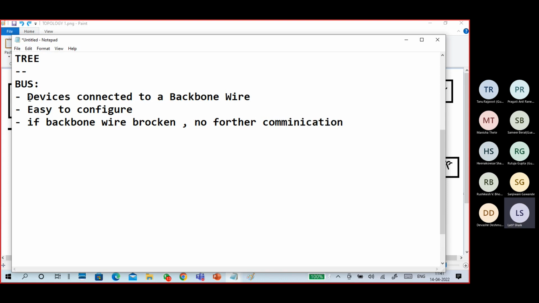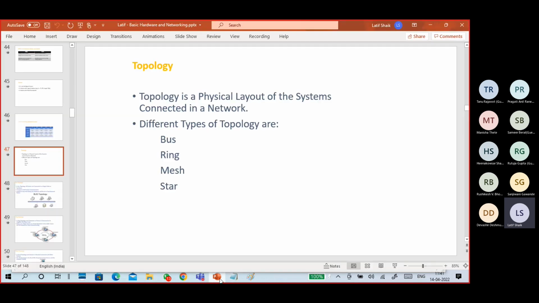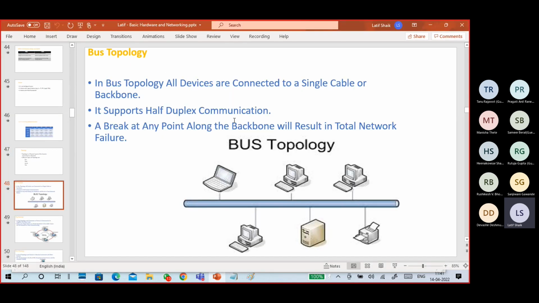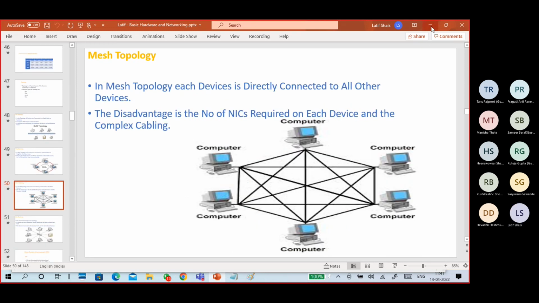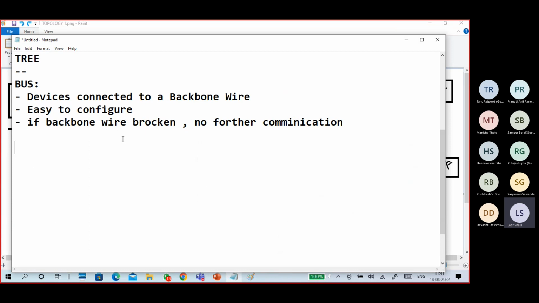Some lines are already there in the PPT also, so you can go through the PPT. There it is something like this, including diagrams also. So you can go to the PPT.